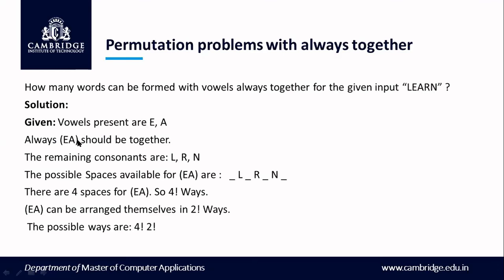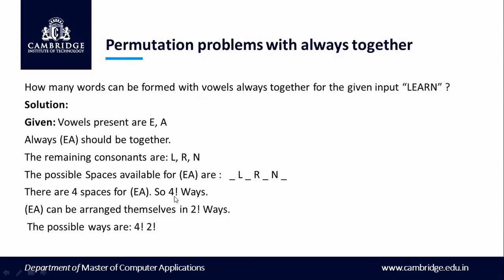So I will just club it together and treat it as one simple variable, one simple alphabet. The remaining consonants are L, R, N. Now I have to fit this combined EA in some of the places. The possible spaces available for EA are: in the first place I can put EA, in between L and R I can put EA, in between R and N I can put EA, or at the last place I can fill it with EA. So how many spaces are there? 1, 2, 3 and 4. There are 4 spaces for this EA to get filled.